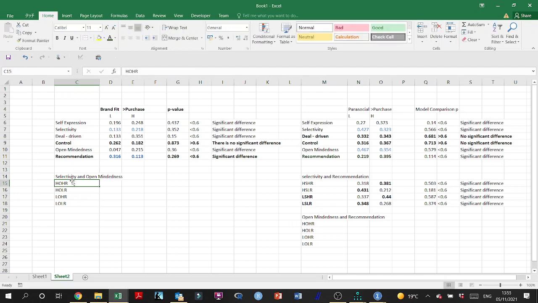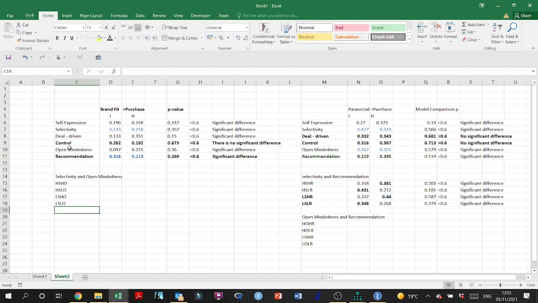So that is quite interesting. Here maybe this is not important. So if you are maybe important, no, it's important. So over here: high on selectivity and high on open-mindedness; high on selectivity, low on open-mindedness; low on selectivity and high on open-mindedness; and over here, low on selectivity, low on open-mindedness.